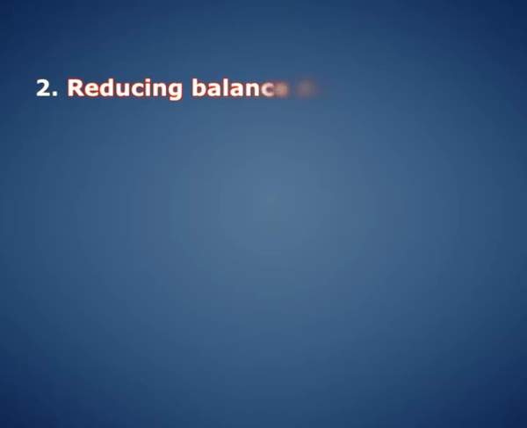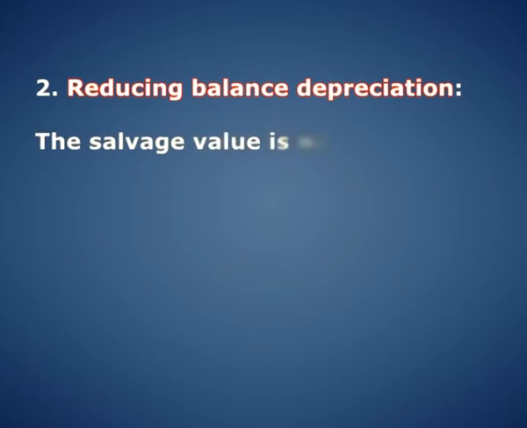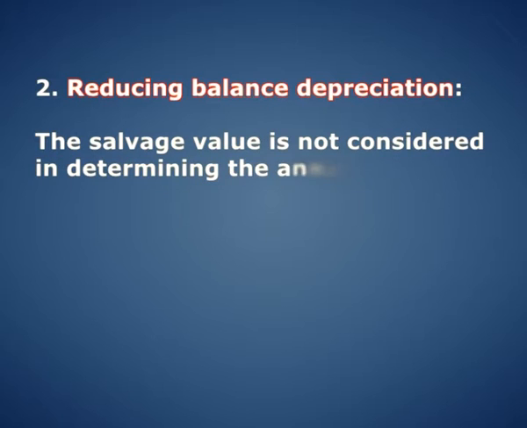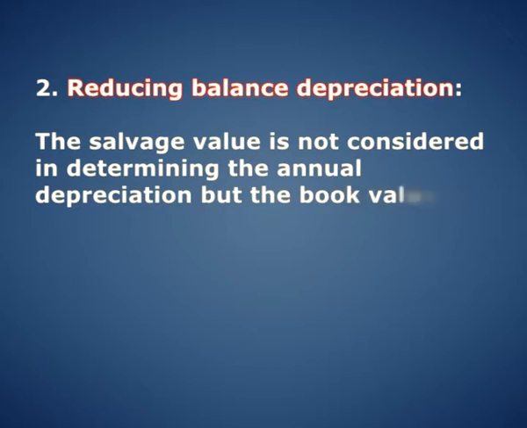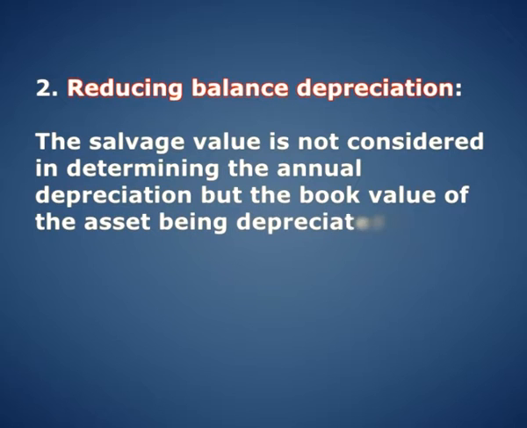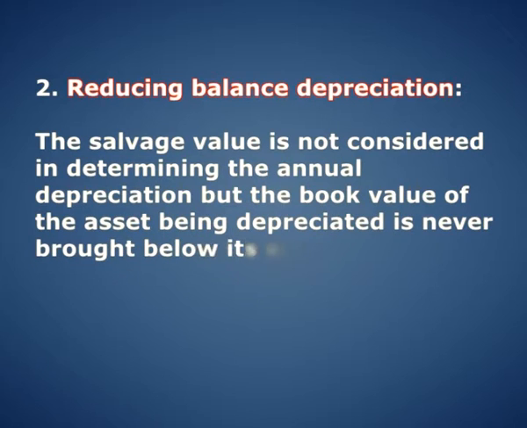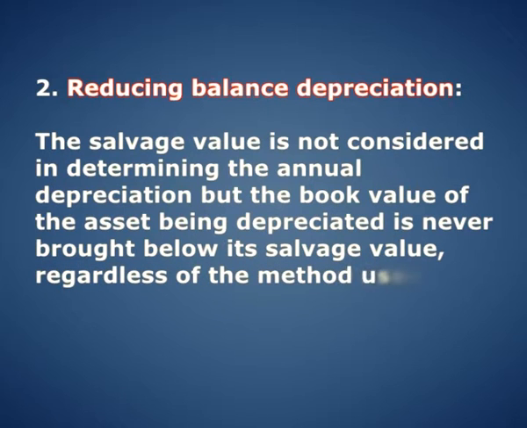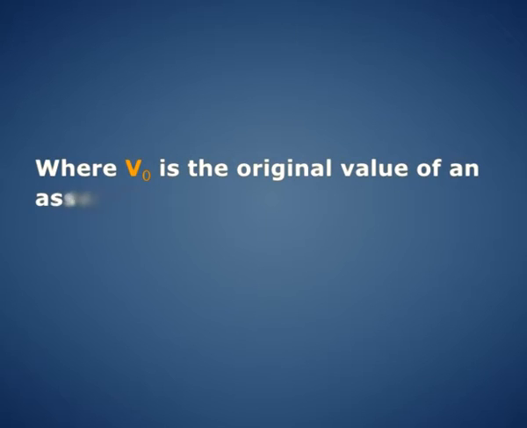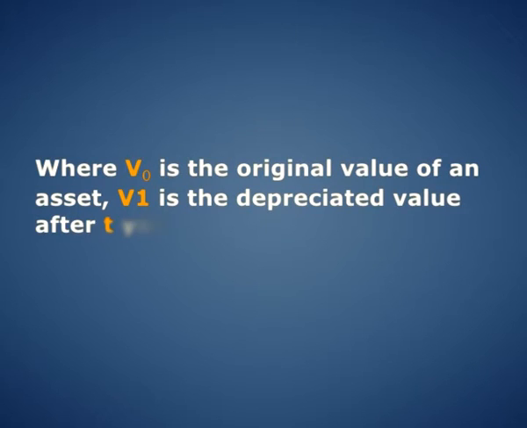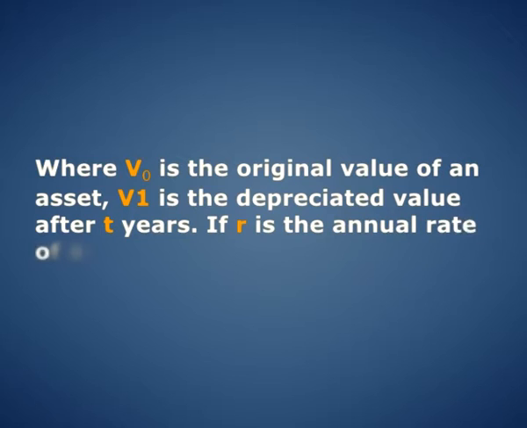The second method is reducing balance depreciation. The salvage value is not considered in determining the annual depreciation, but the book value of the asset being depreciated is never brought below its salvage value regardless of the method used. So we see that V1 is equal to V0 times (1 minus R) to the power T, where V0 is the original value of an asset, V1 is the depreciated value after T years, and R is the annual rate of depreciation.